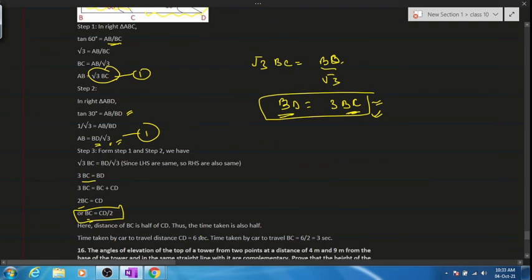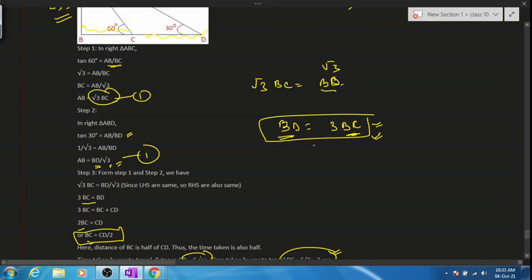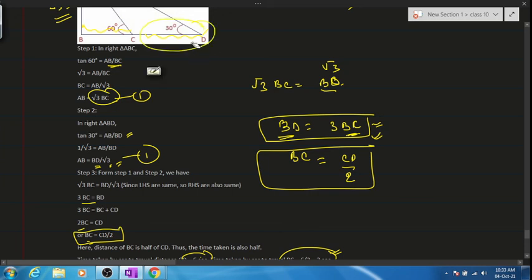The time taken by the car is 6 seconds. So the time taken to travel the distance BC will be 3 seconds, since it's traveling at a uniform speed. Over here we have successfully found out that BC is equal to CD by 2, right? Now the time taken for CD was how much? 6 seconds, right? And since the speed is uniform, this becomes 6 by 2, 3 seconds to travel the distance BC. Please confirm if this question is clear to you all or not.